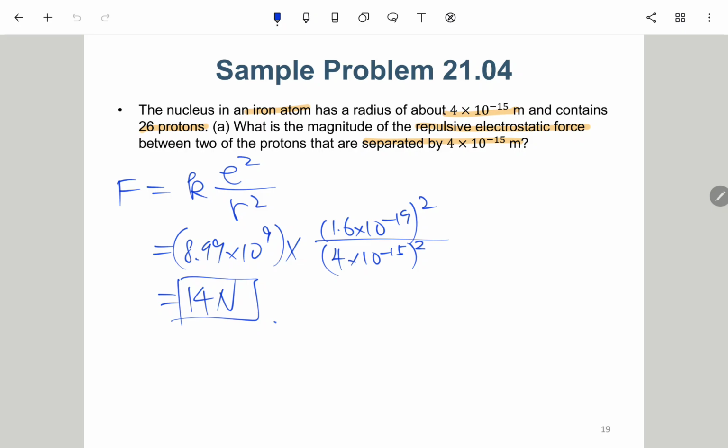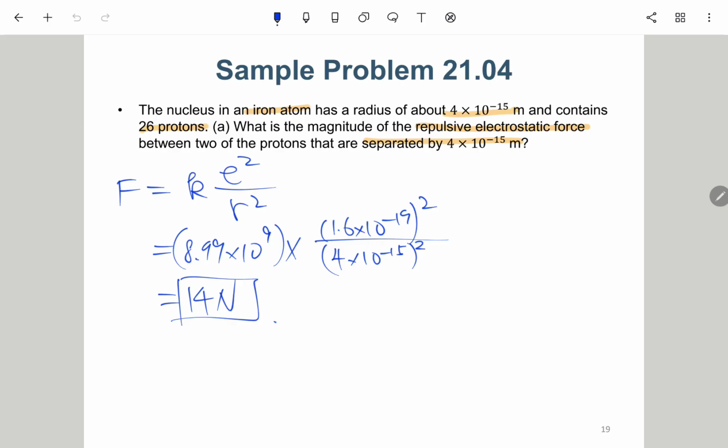Inside the nucleus there is a force repelling any two of the protons. The amount of force between any two protons is not actually the same, because here it only assumes the distance is the radius. Inside the nucleus it can be farther or closer. But anyway, this is an approximation.